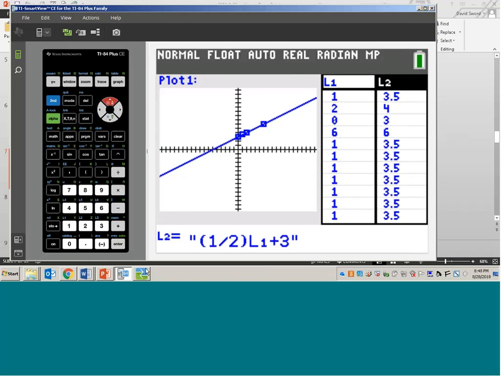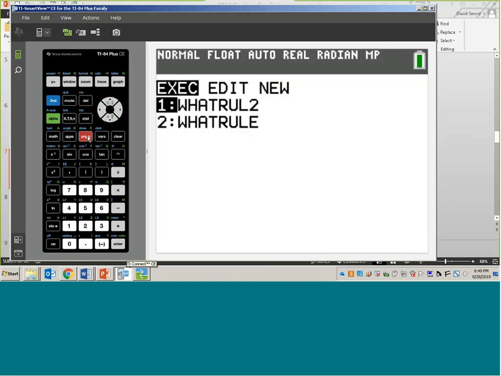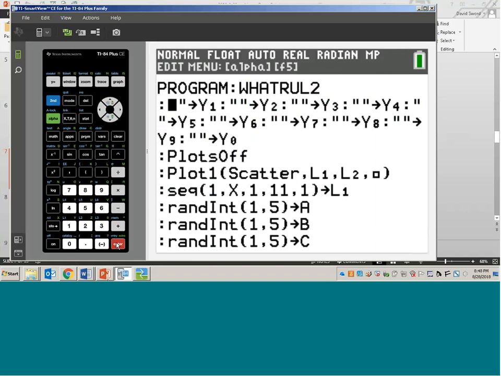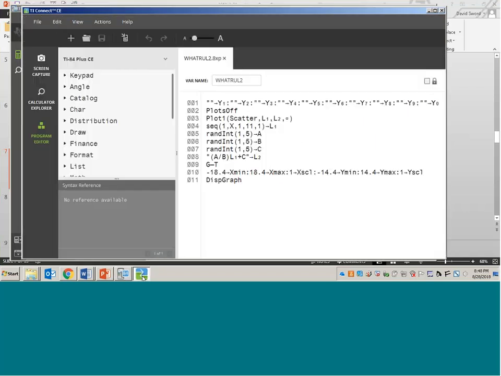What's nice is to rewrite this program so that it doesn't give away the answer. How did I do that? Well, I wrote what's my rule 2. It's not so easy to see here, but when I loaded that program into the TI Connect software, you can see here I cleared out all of my y equals so that there's nothing in the way.